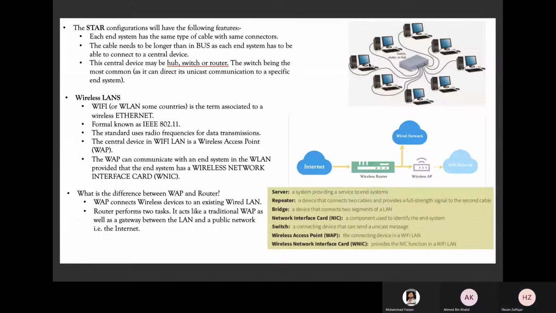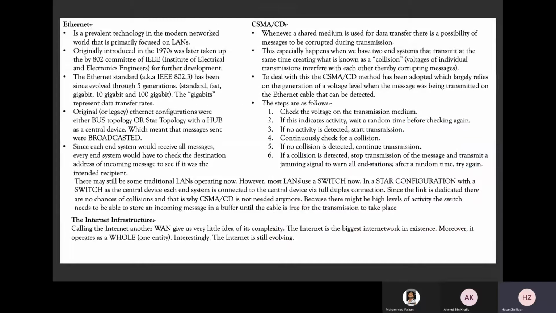However, will a collision occur? Of course not, because there is only one transmission carried out in this channel and there's no chance of a collision. So that's when we started shifting towards a LAN with a switch using star configuration. The switch is the central device, and each system is connected to it via a full duplex connection, in which both directions of transmission can be carried out simultaneously.